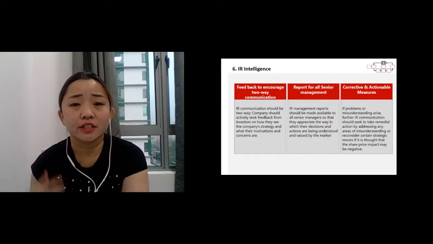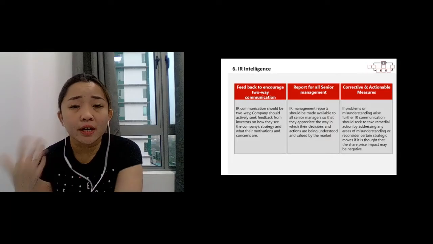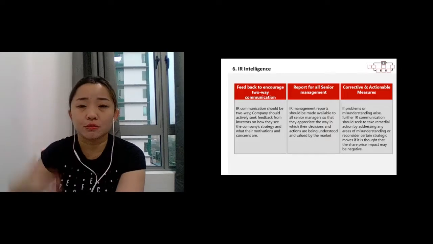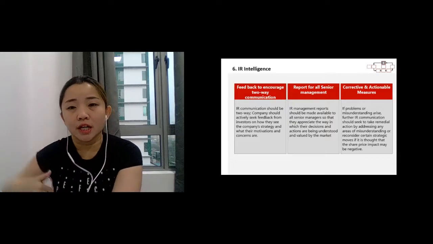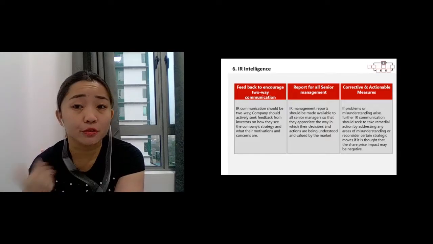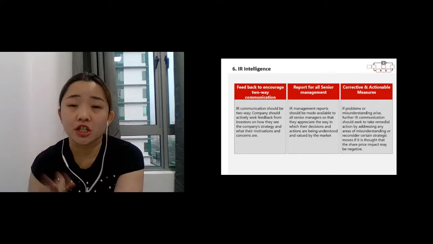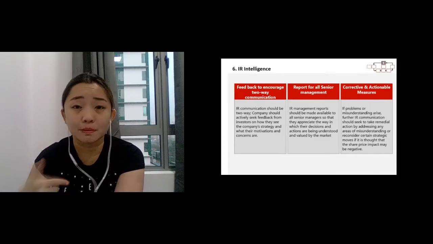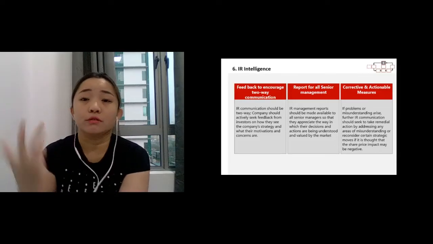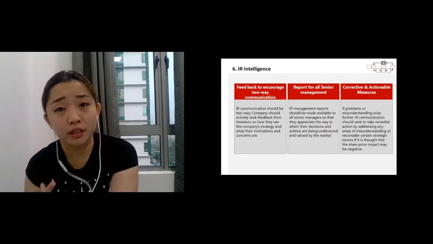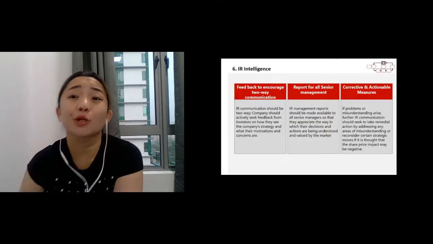At the end of the day, it's very important to have feedback to encourage two-way communication. So IR communication should always be a communication between the company and the investor, to know what they are thinking. And of course, your job is to report all feedback to the senior management so that in case anything goes wrong, a corrective and actionable measure is taken and the investor is informed. So let's say your investor is not happy about something, you report it to your senior management. Your senior management does something to correct it, and then you let the investor know this is an action that we have taken to make sure that you're happy.